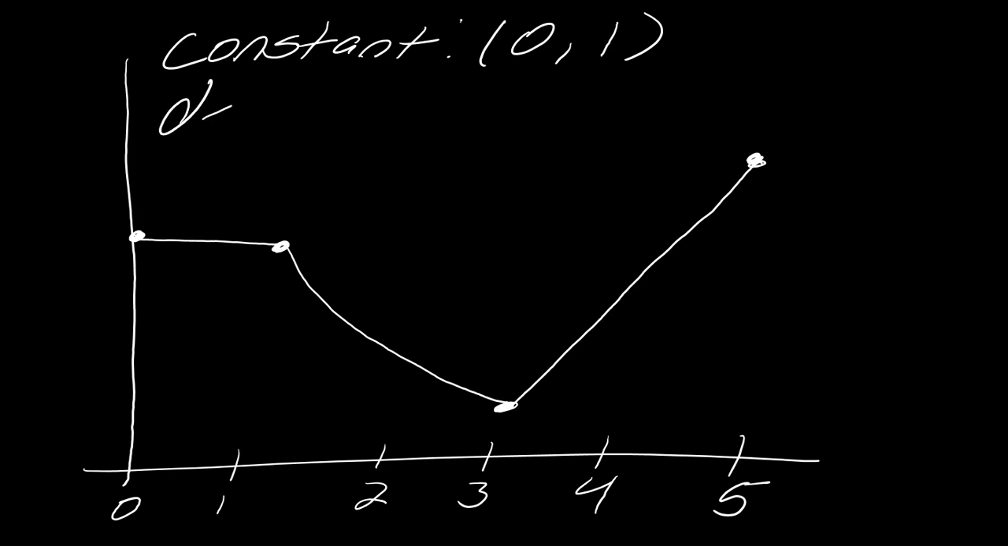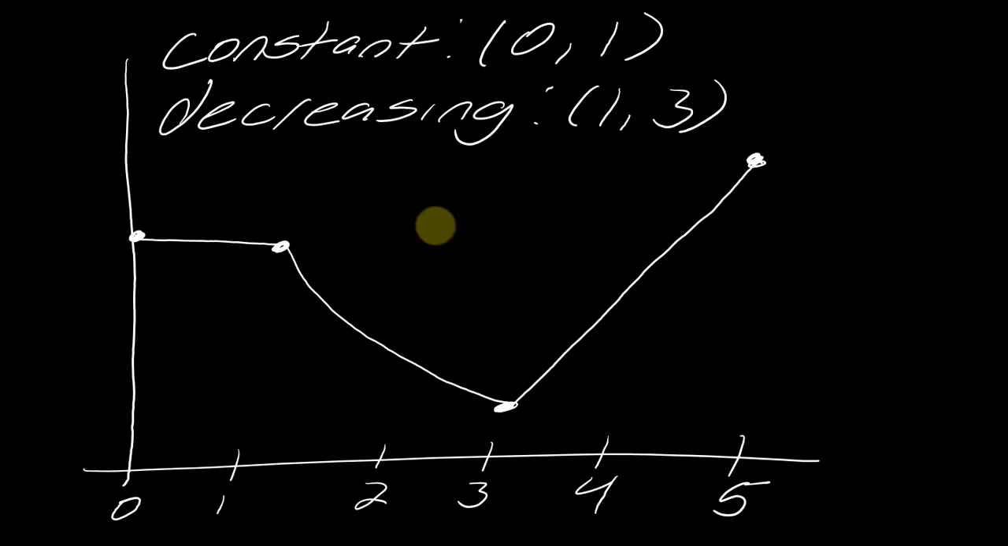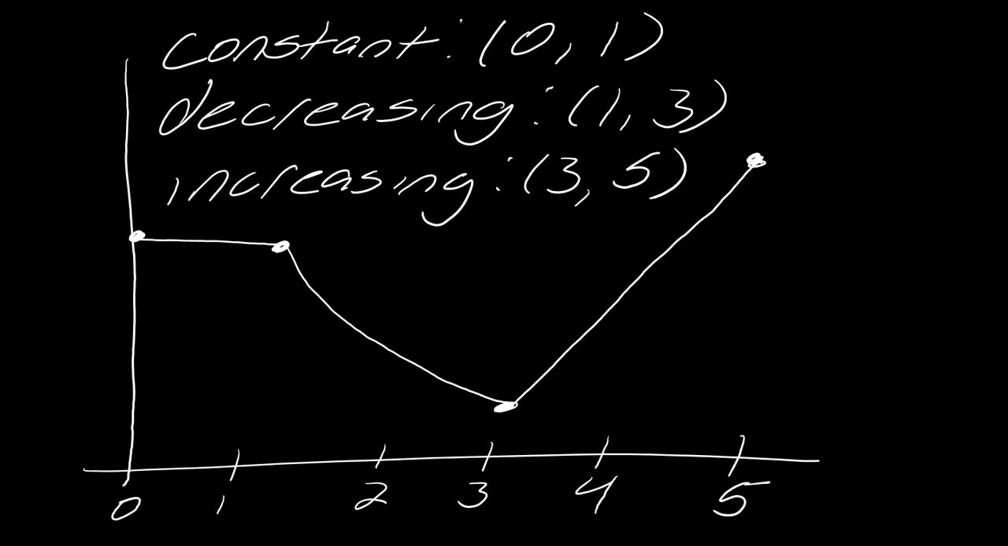Okay, so then where is this decreasing? Well, I start decreasing from here to here, so that's from 1 to 3. And then what does the function do after that? From here to 5, then it's increasing, right? And that's really just what I wanted to briefly show you in this video.